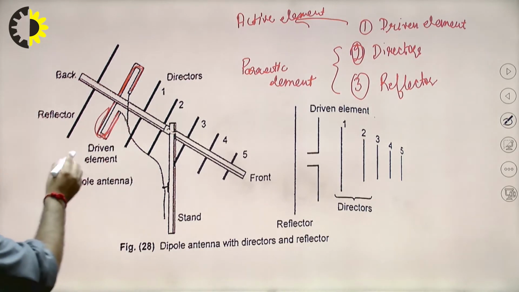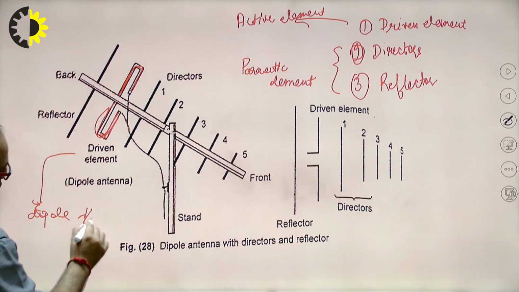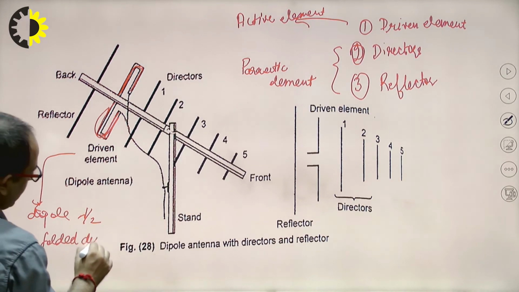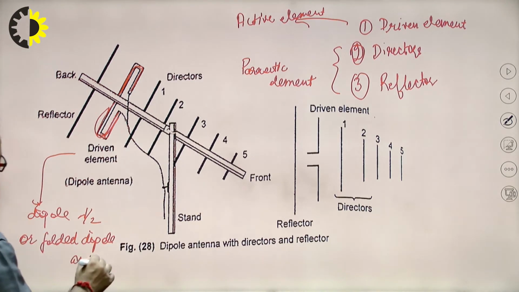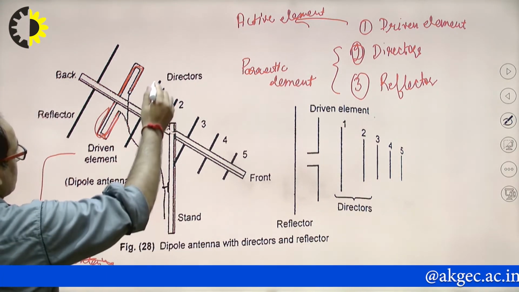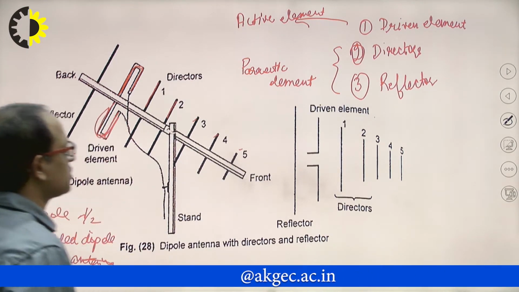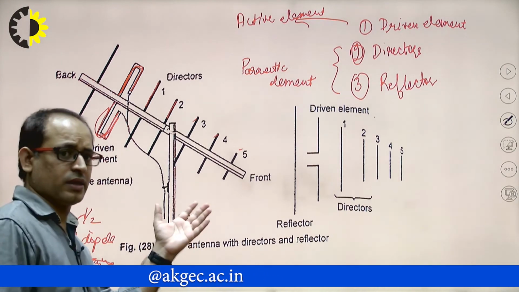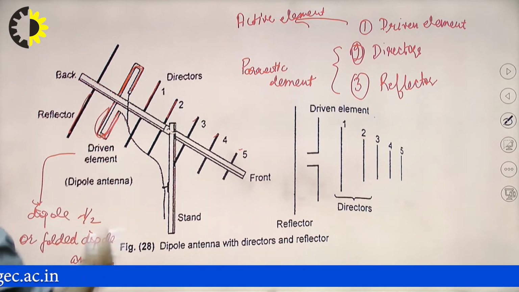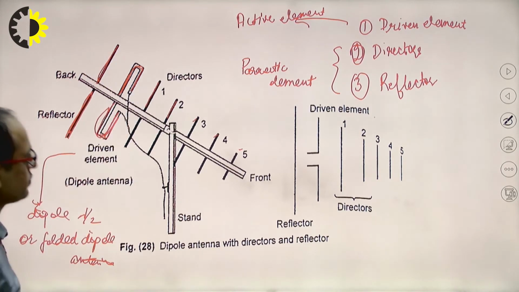This driven element may be a dipole of any type, a lambda by 2 dipole, or it may be a folded dipole antenna. Clear? And these are the directors. On increasing the directors, we will get higher gain and directivity. And this reflector has its unique function of increasing the directivity also. Clear?